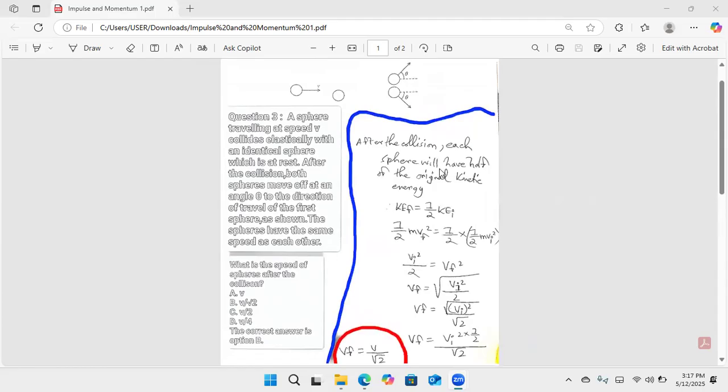After the collision, each sphere will have half of the original kinetic energy. Final kinetic energy equals half of initial kinetic energy. Final kinetic energy equals half m into final velocity whole squared, and initial kinetic energy equals half m into initial velocity whole squared. Final velocity will be v by root 2. The correct answer is option B, v by root 2.